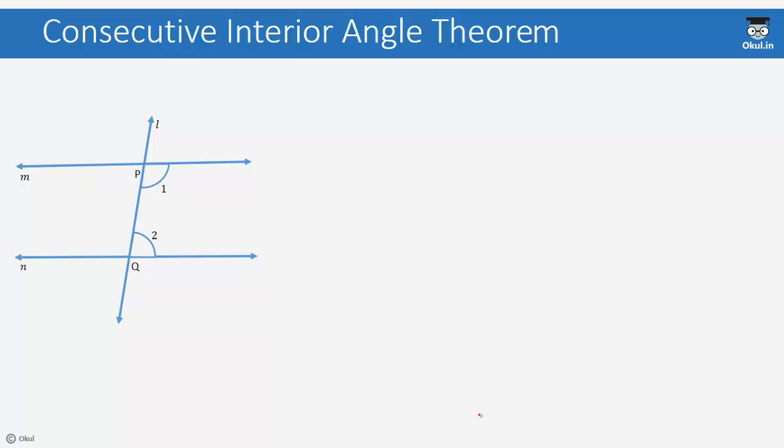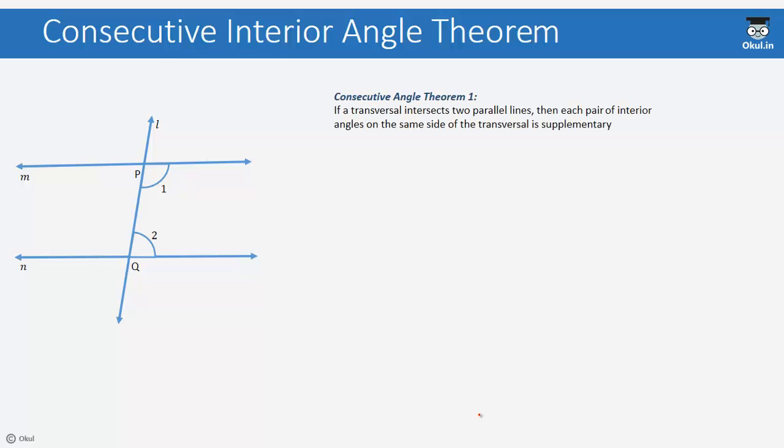Consecutive interior angle theorem. According to this theorem, if a transversal intersects two parallel lines, then each pair of interior angles on the same side of the transversal is supplementary. So according to the theorem and the figure that is given, we can write that angle 1 plus angle 2 comes out to be 180 degrees.